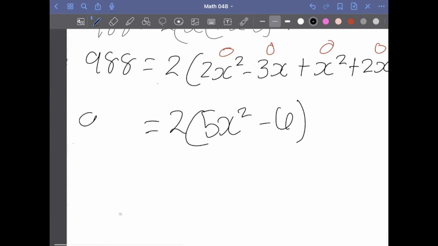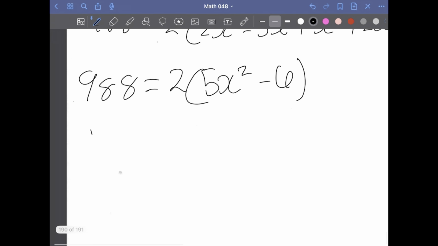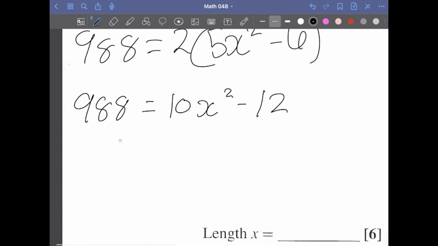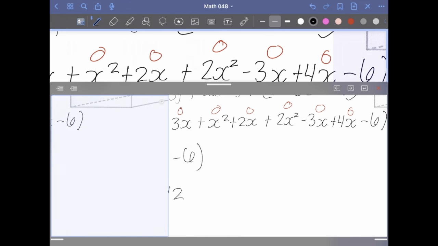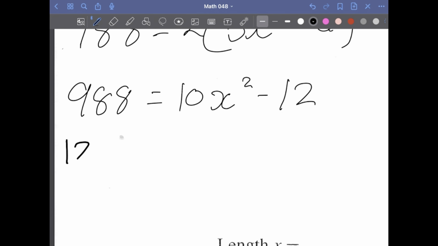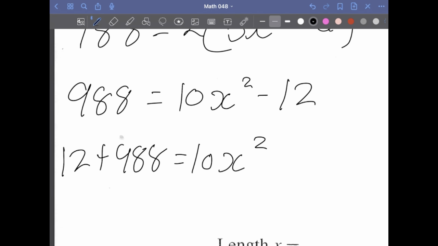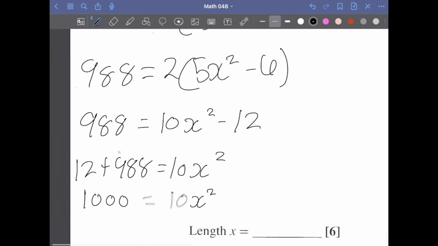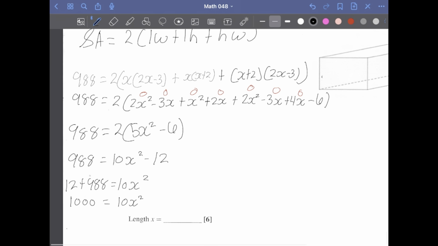So 988 is equal to, we're going to distribute the 2. That's 10x squared minus 12. I'm going to carry this 12 over, transpose. When I transpose the 12, it's going to be positive 12 plus 988 is equal to 10x squared. 988 plus 12 is 1,000. So we have 1,000 is equal to 10x squared. Rewrite it over here: 10x squared is equal to 1,000.